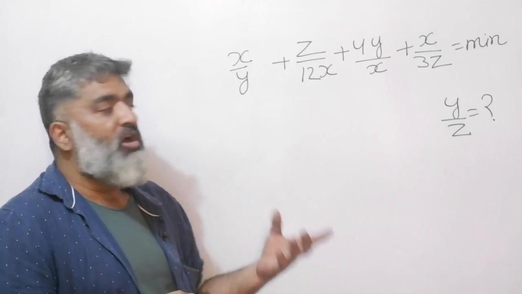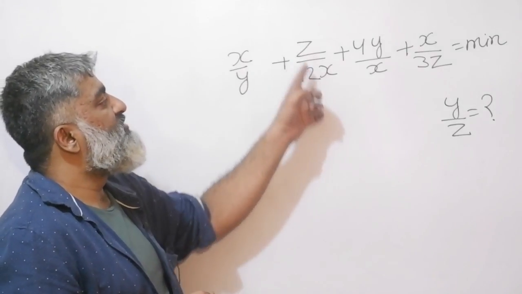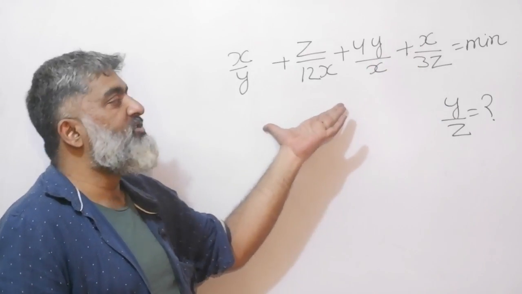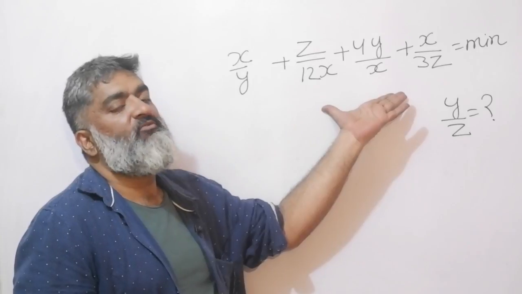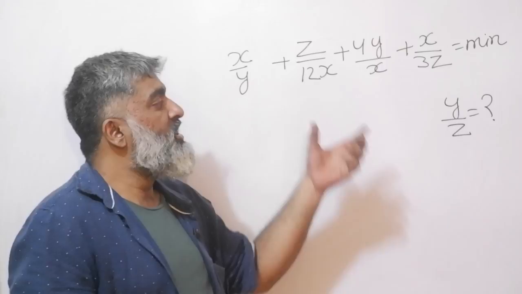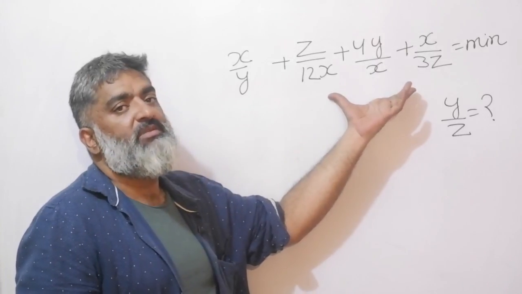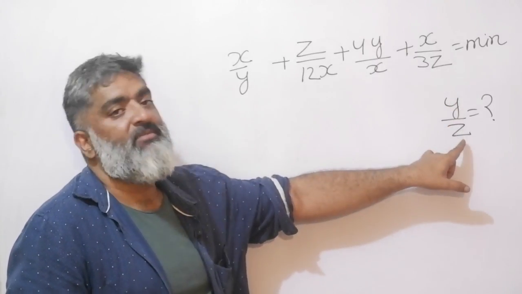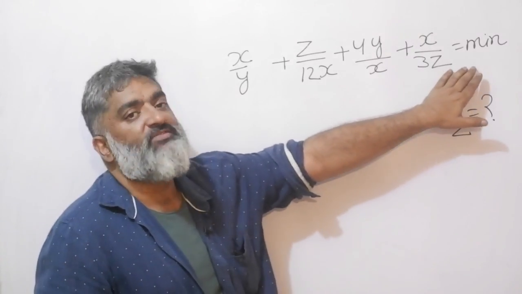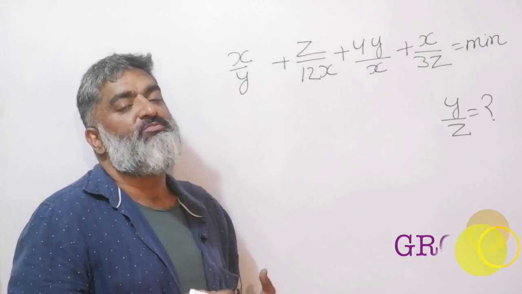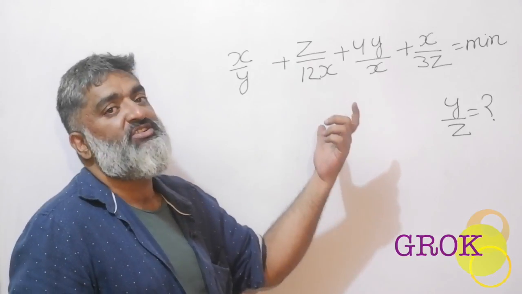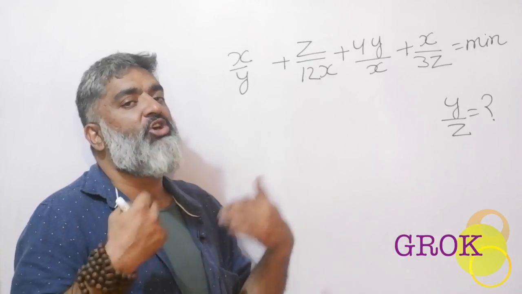Another problem, same concept: x upon y plus z upon 12x plus 4y upon x plus x upon 3z. This is the expression given to me, and I'm thinking of the minimum value of this expression, but that is not the question. The question is one layer extra: when this expression has a minimum value, what is the ratio of y upon z, or what is the ratio of z is to y, either is fine. So this minimum is once again a hint that maybe I have to use my AM GM concept, and again I have to reorganize this expression in such a way so that I can use the concepts that I have learned earlier.